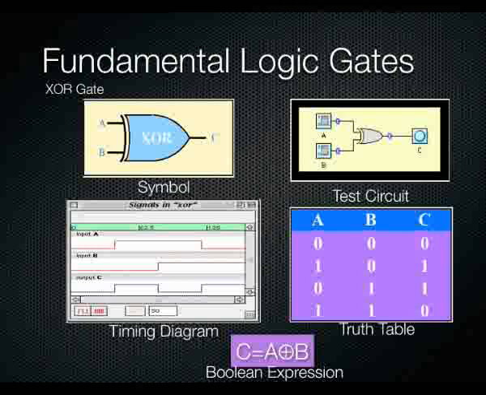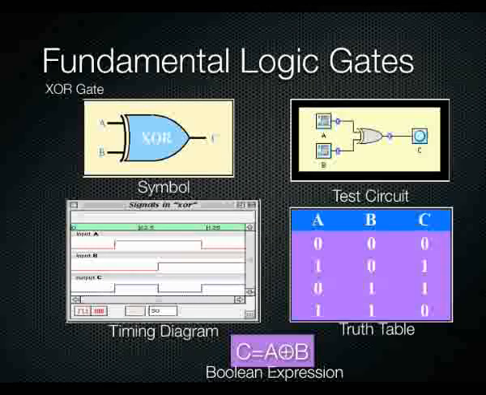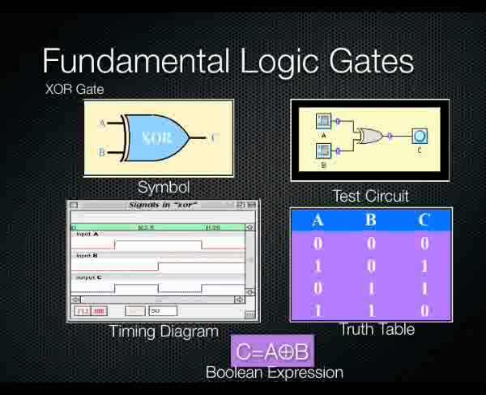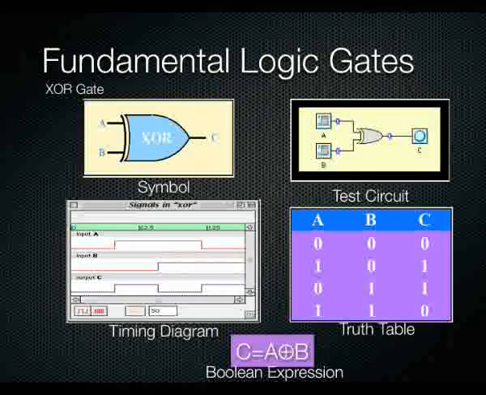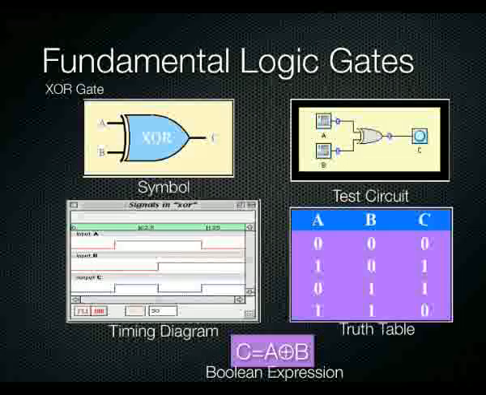So it's exclusive OR: A exclusive OR B, so only one or the other. Again I'm showing you a timing diagram and the Boolean expression. When we use the XOR in a Boolean expression, it's a plus symbol with a circle surrounding it to represent the XOR function.